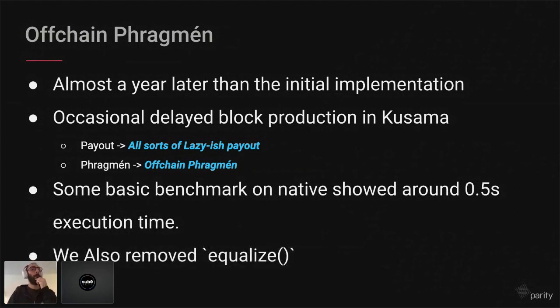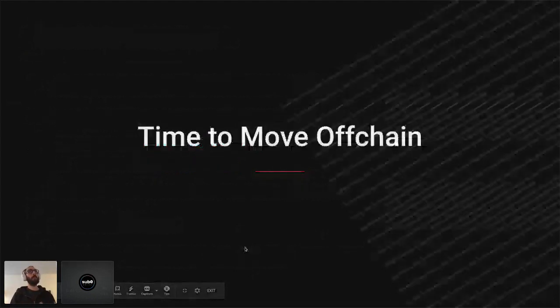And I mentioned that we have some optimizations on top of Phragmen to distribute everything more evenly. That's called the equalize method. We also removed that temporarily to speed things up.